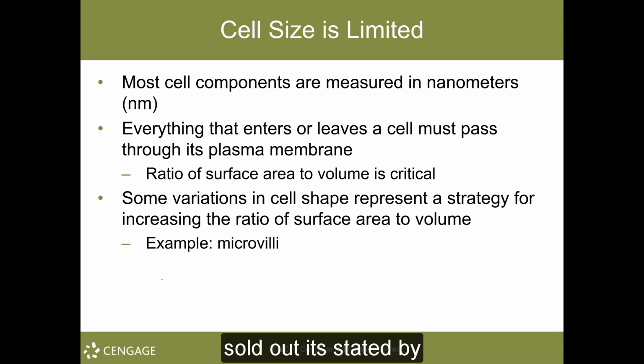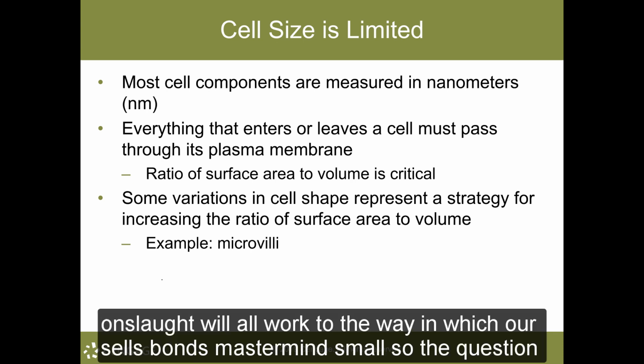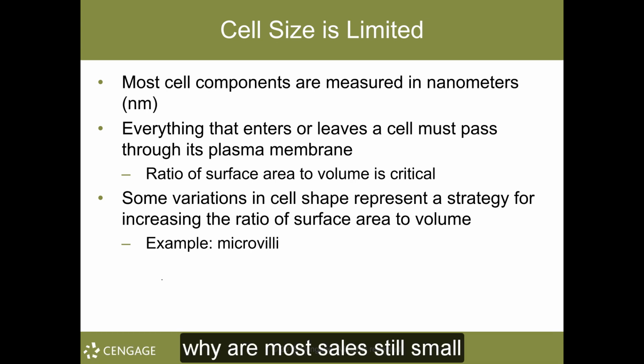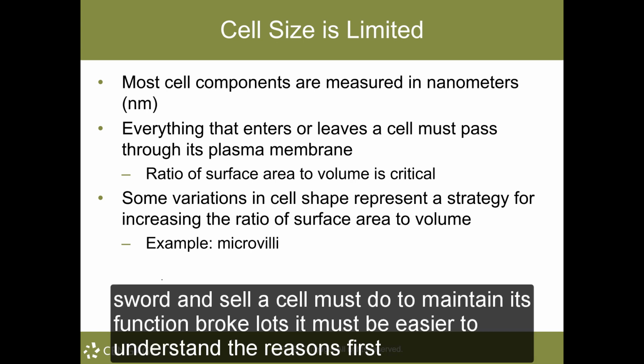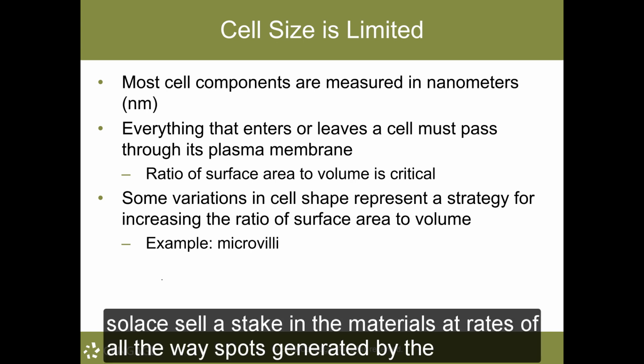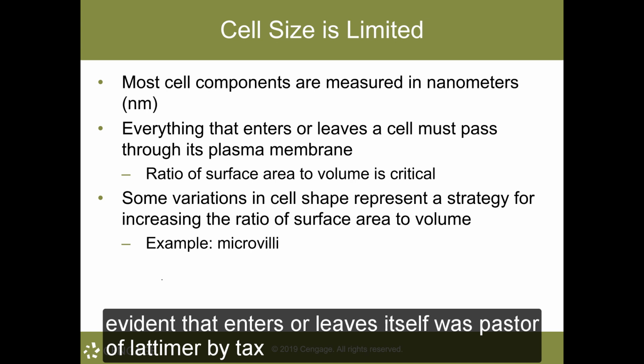So, having stated that, I'm just going to move on over to the way in which our cells, class, must remain small. So the question is stated in your textbook, class. You'll see this on page 75. Why are most cells so small? So if you consider what a cell must do to maintain its functions and grow, class, it must be easier to understand the reasons, firstly, for its small size. So a cell must take in food and other materials and rid itself of waste products generated by those metabolic reactions. Everything that enters or leaves the cell must pass through the plasma membrane, class.